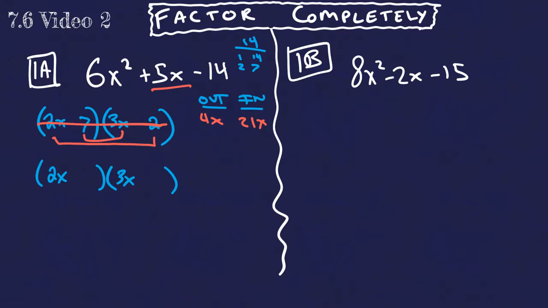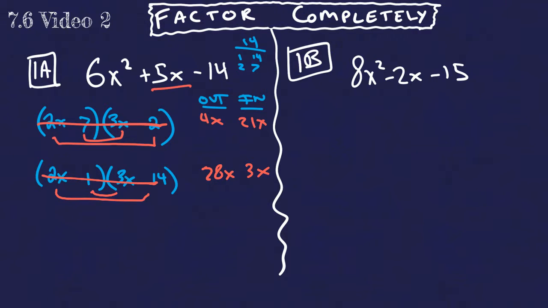2x and 3x, 14 and 1. I cannot put 14 on the left here because that would give me a GCF. So I know on the left I've got to put 1, and on the right I've got to put 14. Check the outs and the ins. Outside I get 28x. Inside I'd get 3x. If I add or subtract those, no way I'm getting 5x. So this doesn't work. So 1 and 14 didn't work, 2 and 7 didn't work.